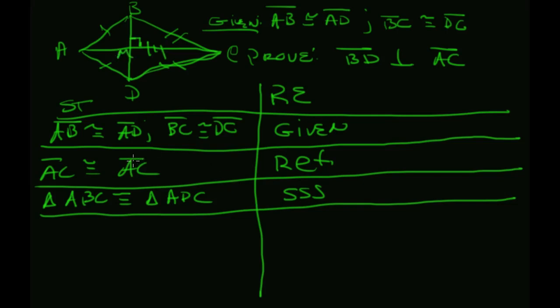So, if you take a look at things here, actually, we have to go a little bit further. Let's talk some angles here. Let's say that angle BCM has to be congruent to angle DCM. That's by CPCTC.